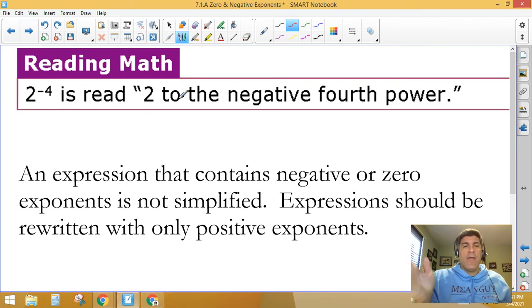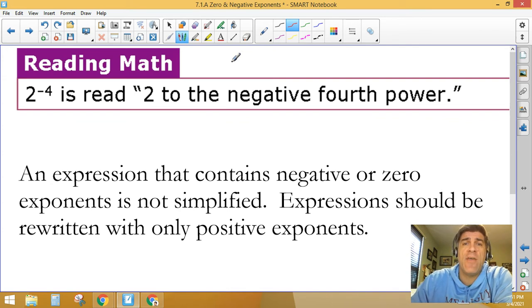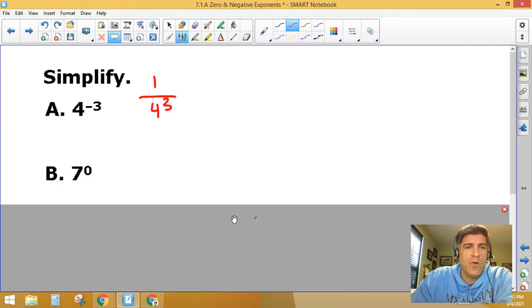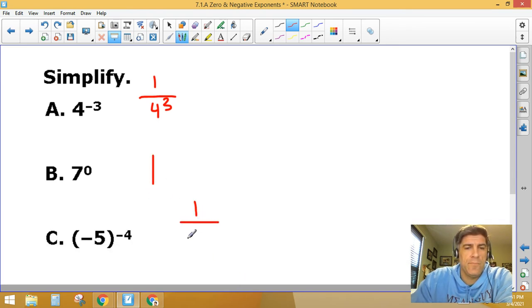Again, this is a kind of important page. If you have a negative exponent, it's not simplified. In order for something to be simplified, you need to have a positive exponent, meaning your final answer can't have a negative exponent in it. Doesn't matter numerator versus denominator, no negative exponents allowed. So let's simplify this. What about this one? And this one? Good.